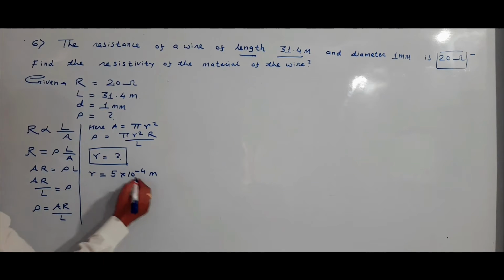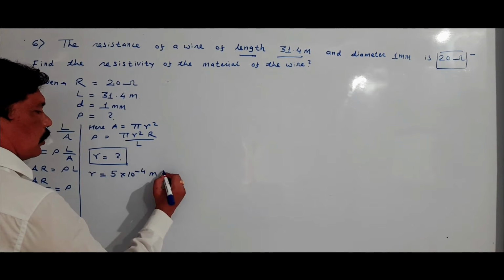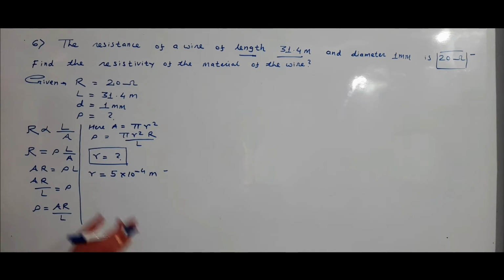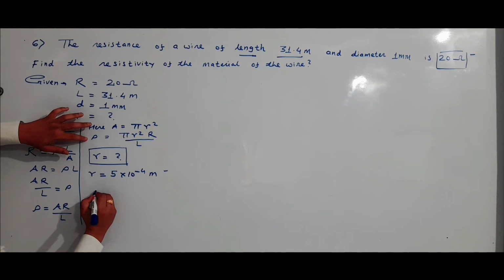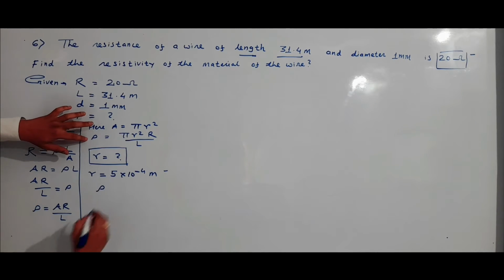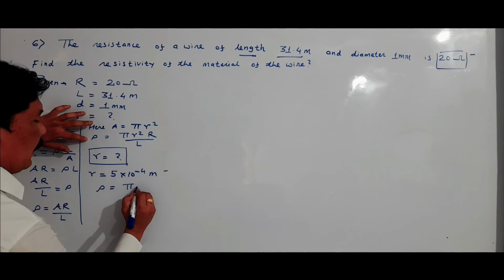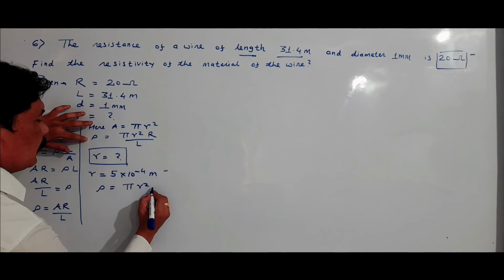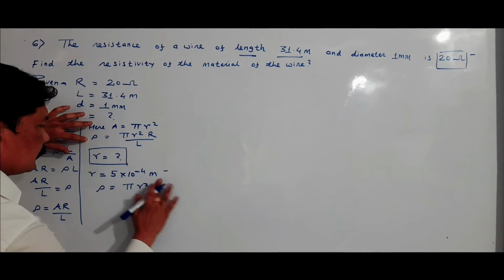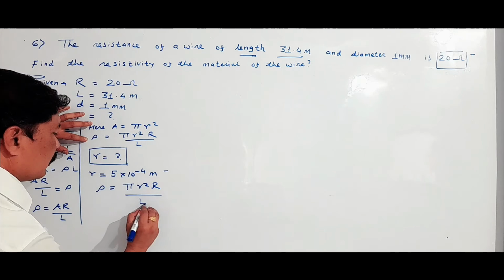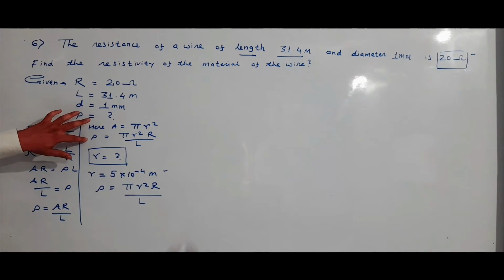R is equal to 5 into 10 to the power minus 4 meter. We have to find out the resistivity. Now input all the values in the formula. Our formula is: resistivity of a material is equal to pi r square into R upon L.